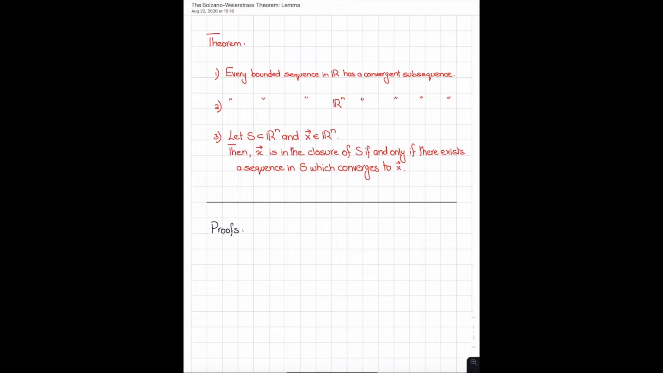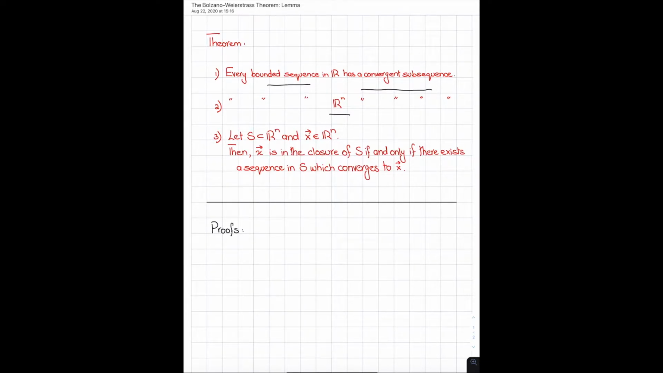Okay, so there are three additional lemmas that we need to look at before we can write a proof for the Bolzano-Weierstrass theorem, although some would argue that they are essentially only two. The first of those is the fact that every bounded sequence in the real numbers has a convergent subsequence. The second one is the same theorem except in R^n. So every bounded sequence in R^n has a convergent subsequence.